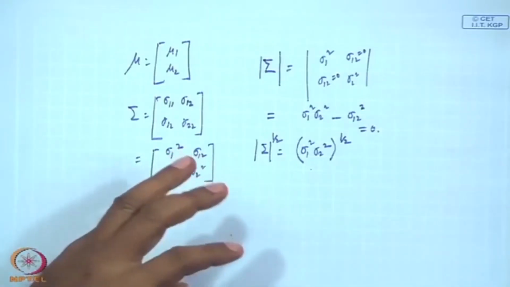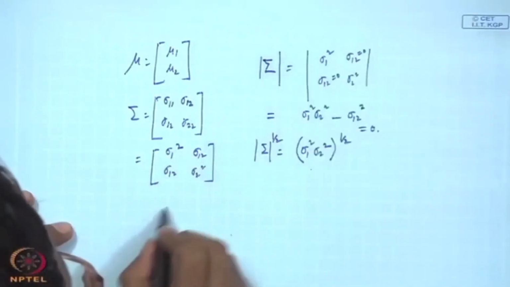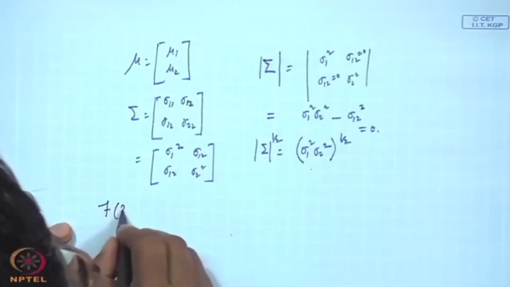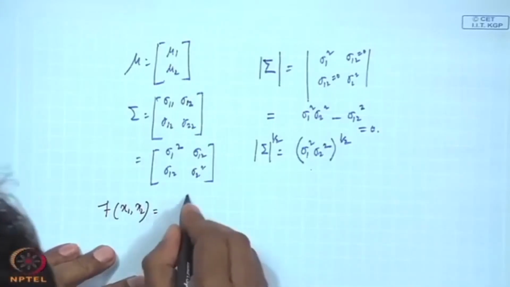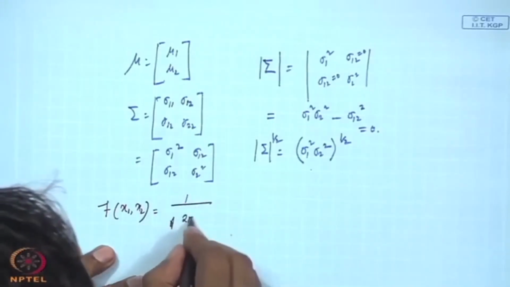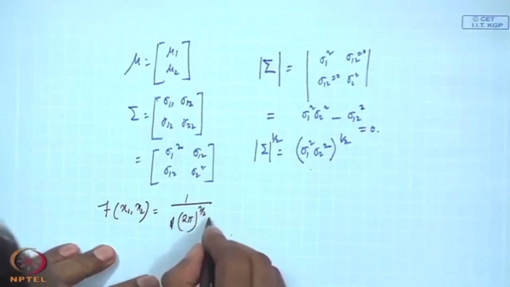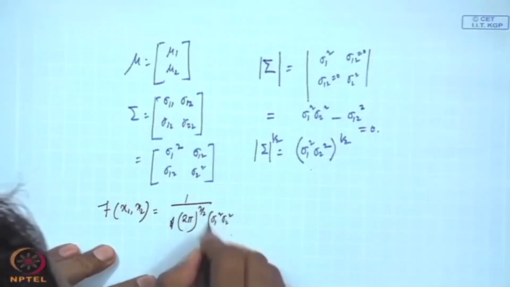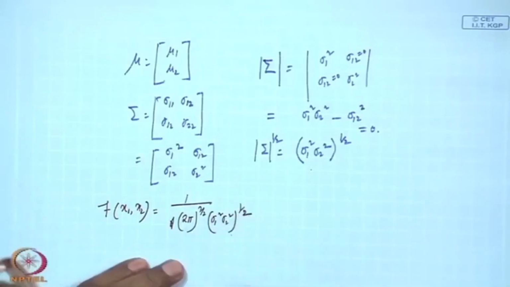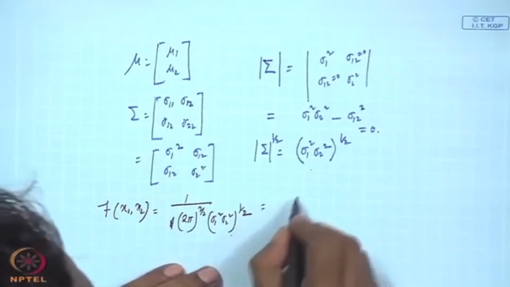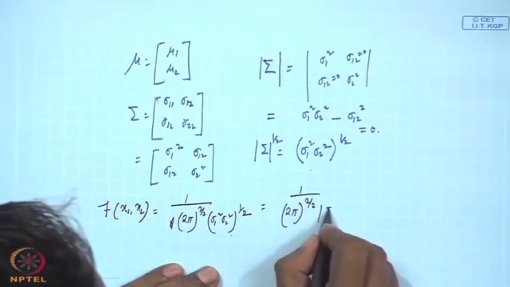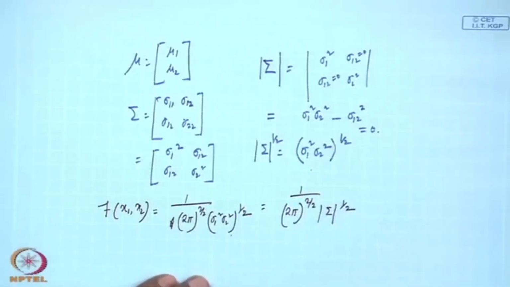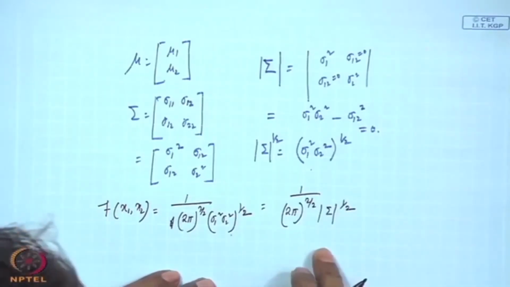And if this is the case, then the constant part, in case of our independent bivariate density function, we found out that the constant part is 1 by 2 pi to the power 2 by 2, sigma 1 square sigma 2 square to the power half. Now, this I can write like this: 2 pi to the power 2 by 2, determinant of covariance matrix to the power half. Okay.